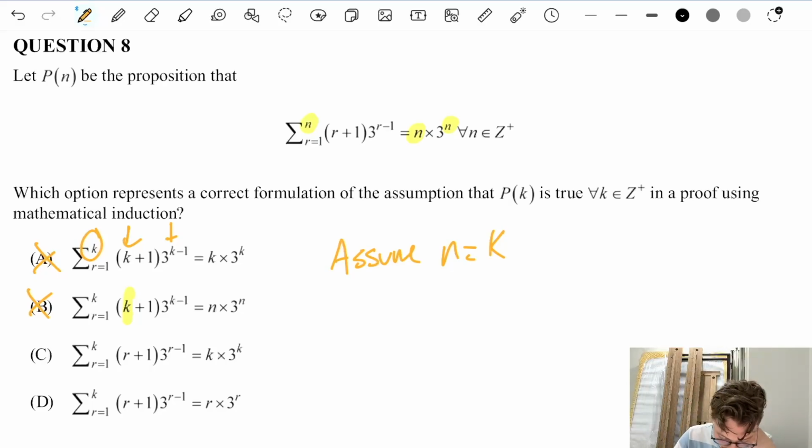In part C, we have k in the right spot here. Wait, that's the wrong question. We have k in the right spot here. R's in the right spot, K's in the right spot, K's in the right spot. So C's perfect. It should be C. We'll just make sure there's nothing tricky going on with part D. In part D, they put R's here. I think that's maybe the easier one to spot. Can't be the case. So the answer is going to be part C for question 8.